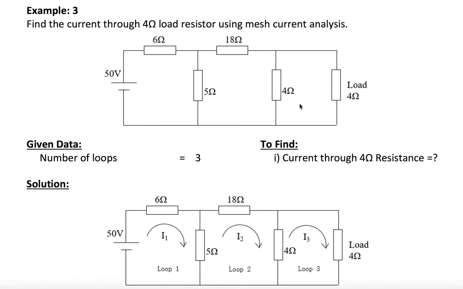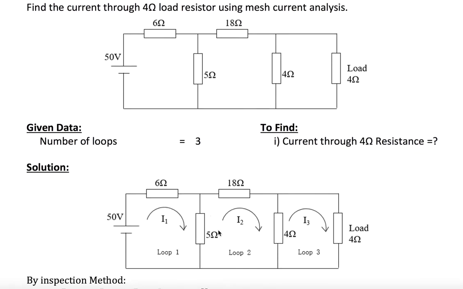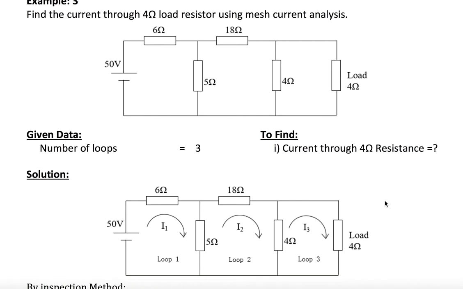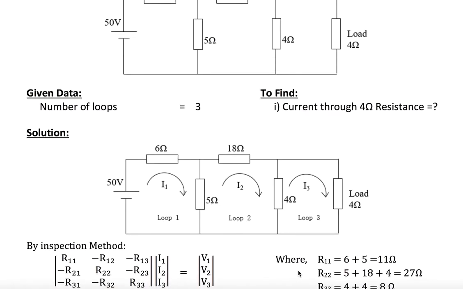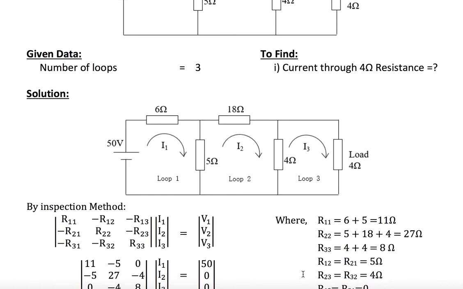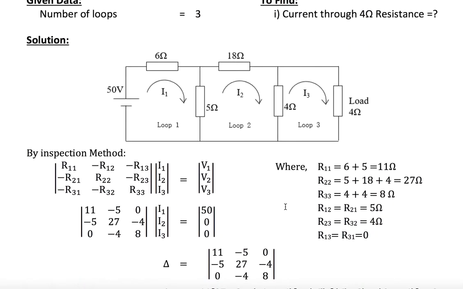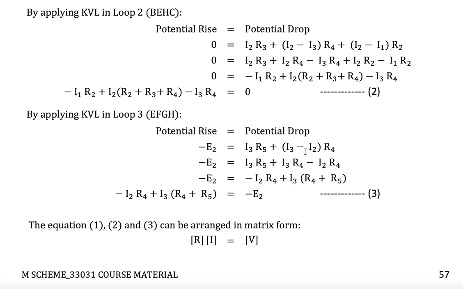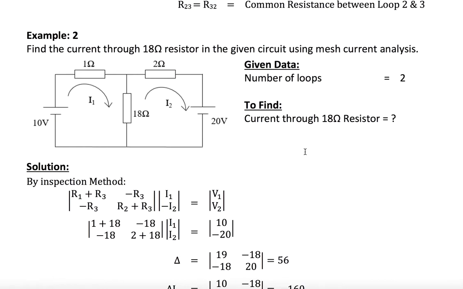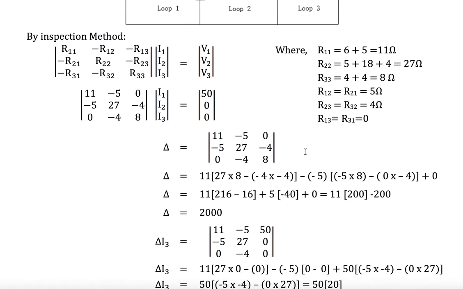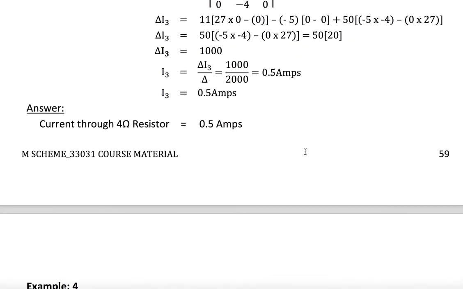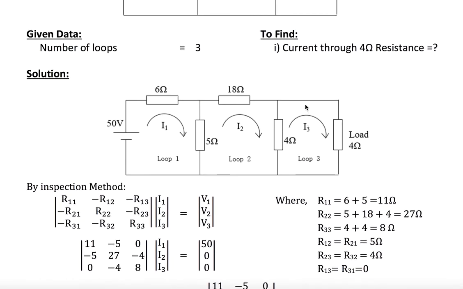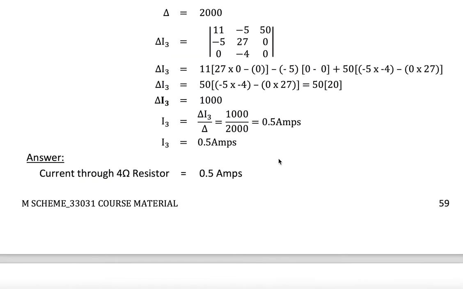Find the current through the 4 ohm load resistor using mesh current analysis. Take I1, I2, I3, 3 loops or 3 meshes. What is the current flowing through the 4 ohm? That is nothing but I2 minus I3 in the downward direction. Again you apply KVL, the method is the same, right? We already discussed the method. Follow the same method, find the 3 equations and solve them to get the unknowns. Once you have found the unknowns, I2 minus I3 is the current.